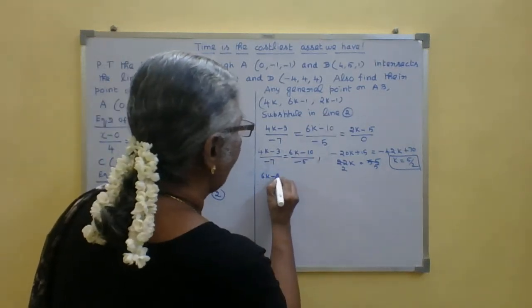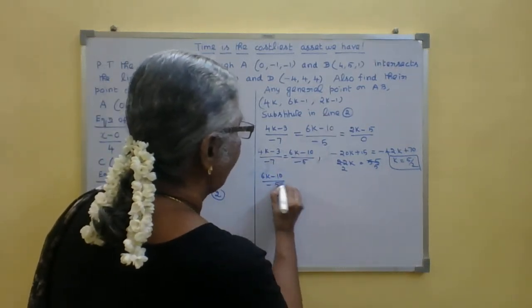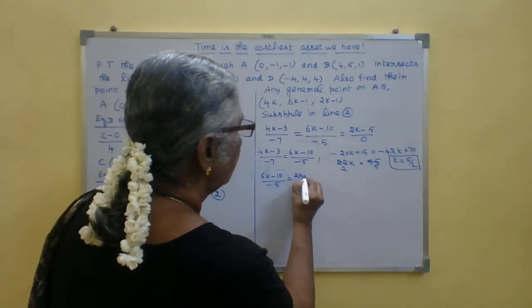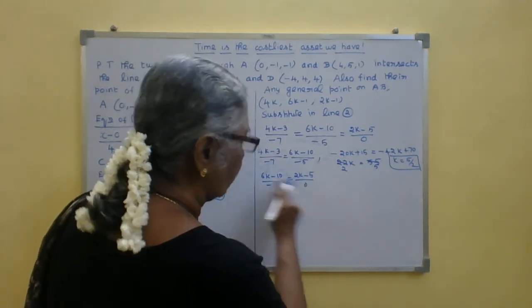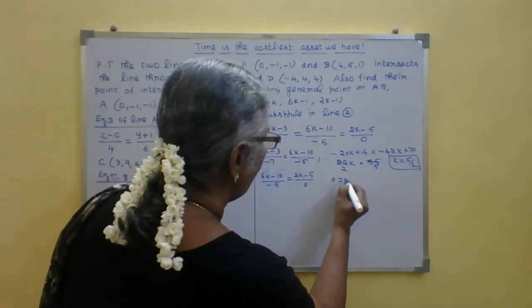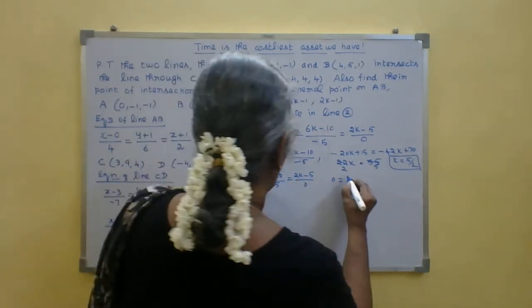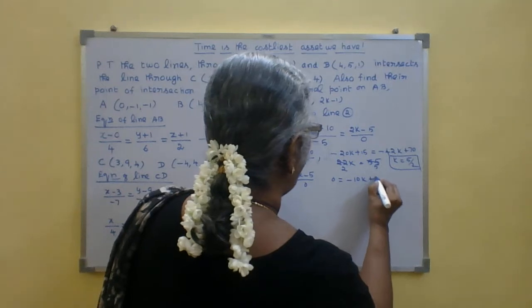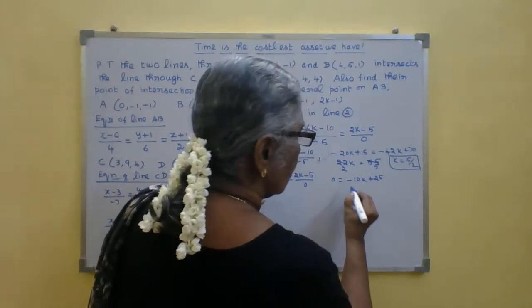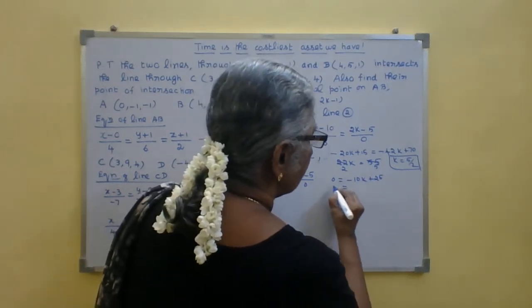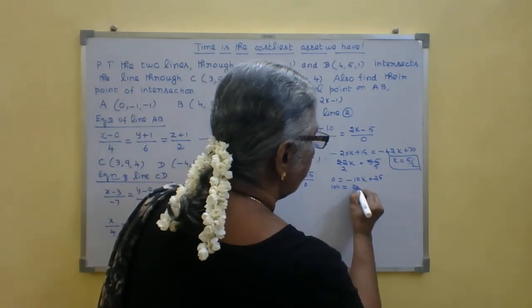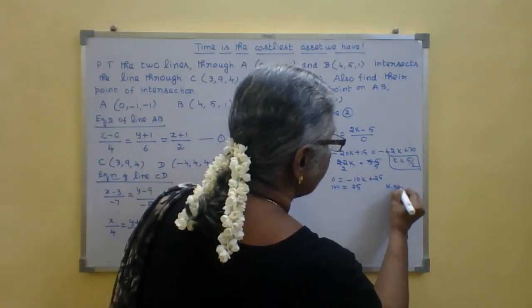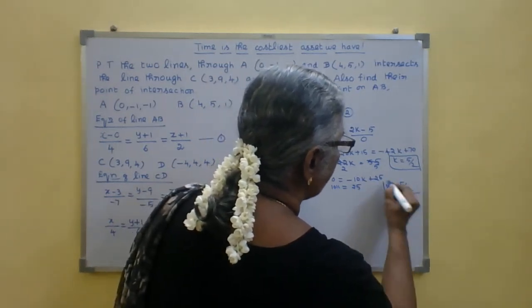Now let me consider these two. So (6k minus 10) by minus 5 is equal to (2k minus 5) by 0. Cross multiply, you will get 0 is equal to, okay. So here you will get minus 10k plus 25. So I will get 10k is equal to 25. So k is equal to here also 5 by 2 I am getting.